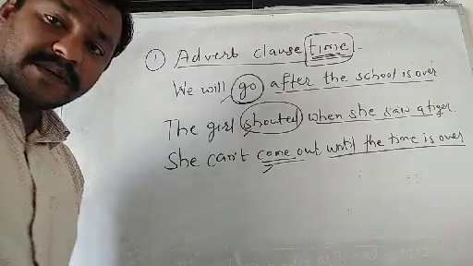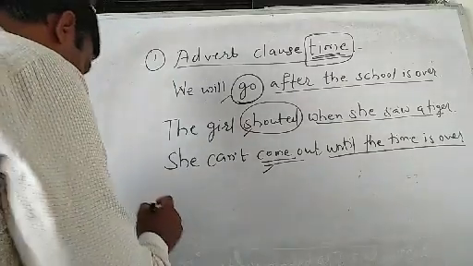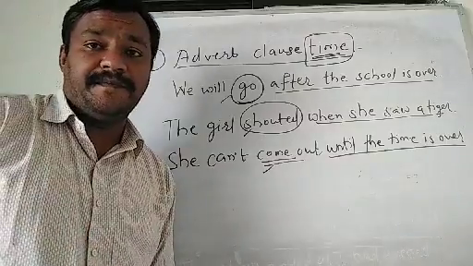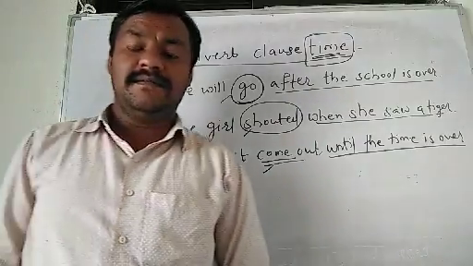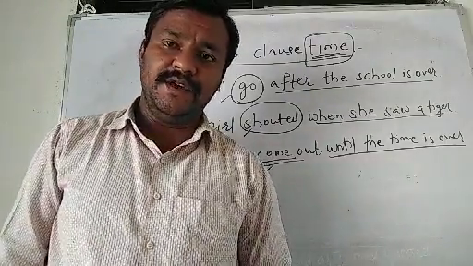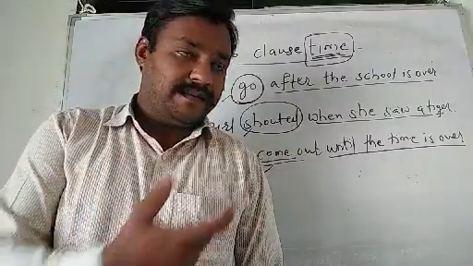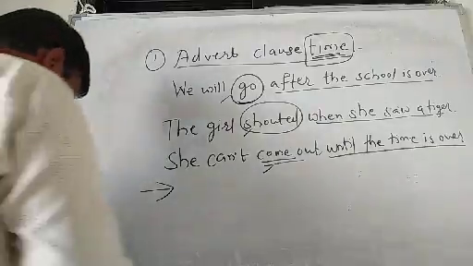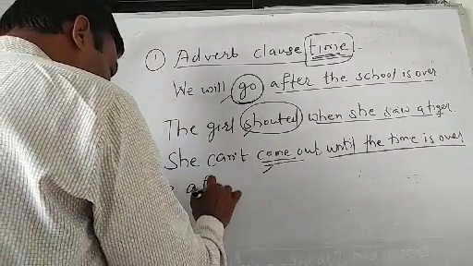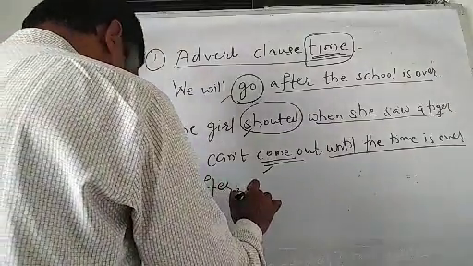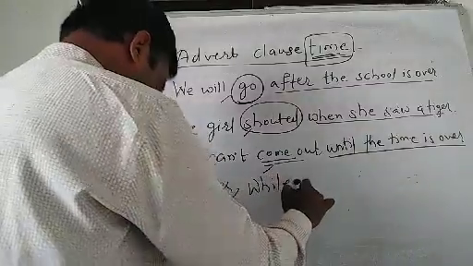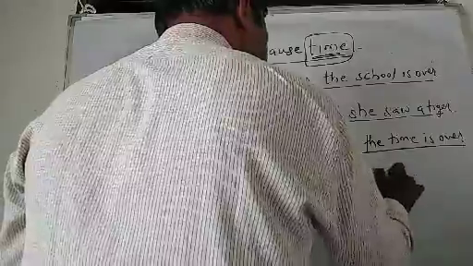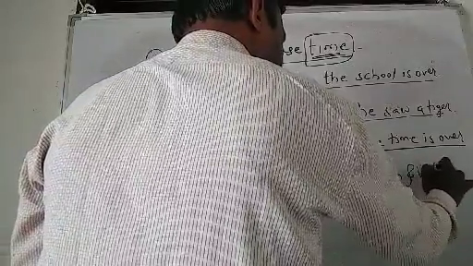So there are some subordinating conjunctions I will give you, which will help you identify the adverb clause of time, because such subordinating conjunctions are used in the adverb clause of time. Let me write them. They are like after, then while, until, when, and before.